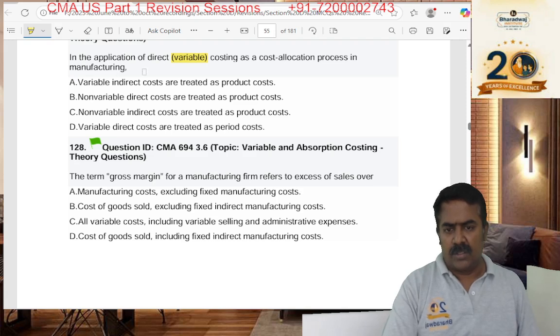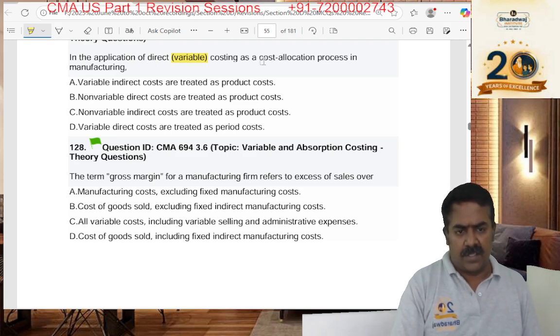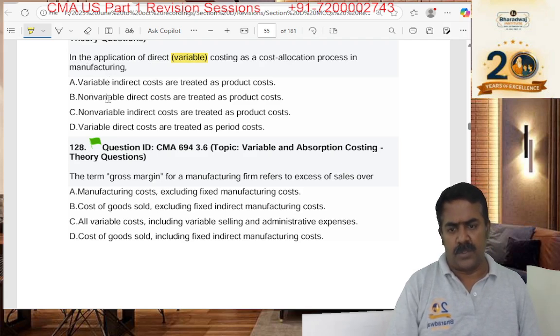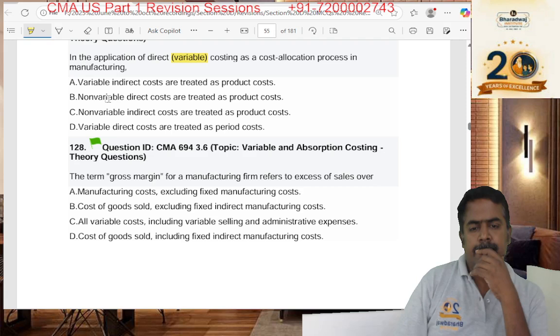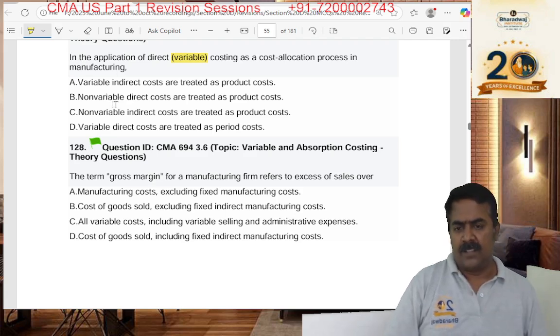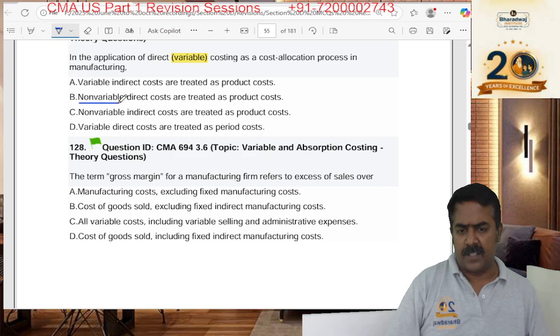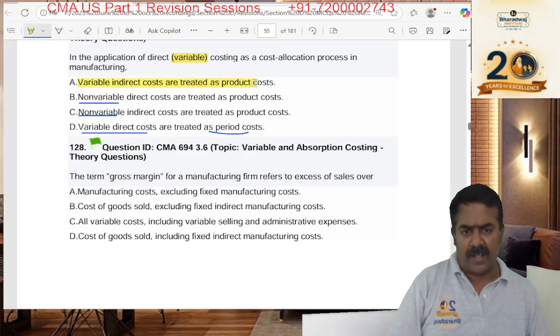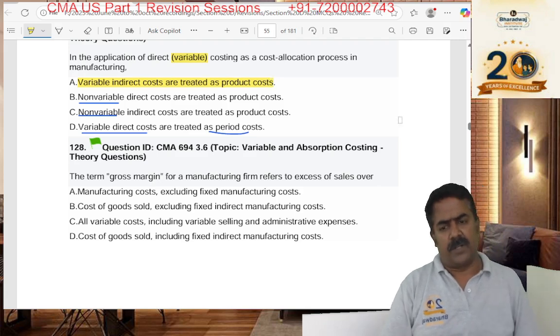Variable costing as a cost allocation in manufacturing, what to do? Read and answer. Non-variable indirect cost will not be treated as product cost. This also will not be treated as product cost. This is not a period cost. So simple. Variable direct or indirect cost will be taken as product cost.